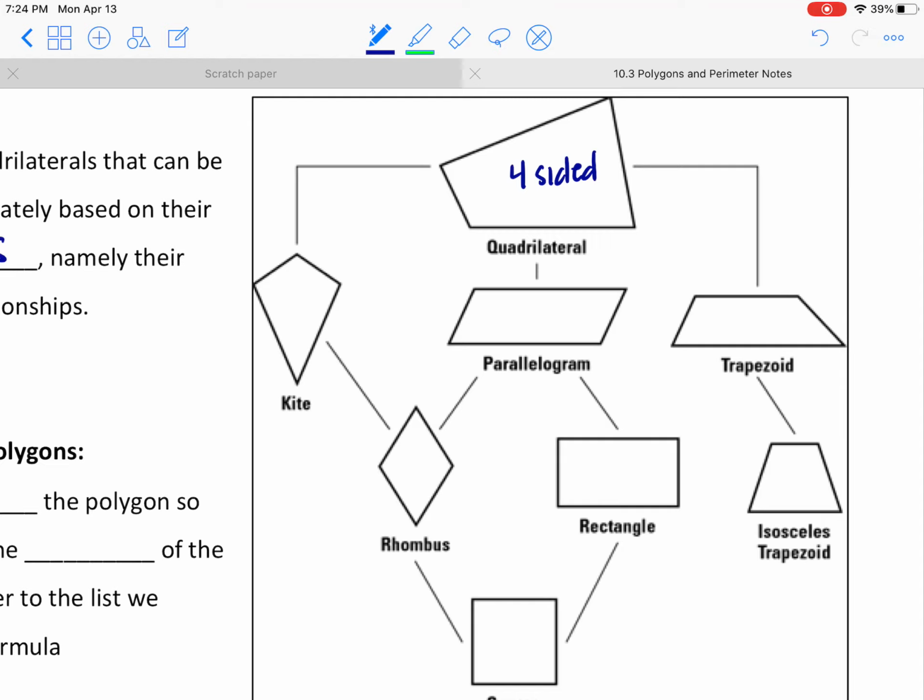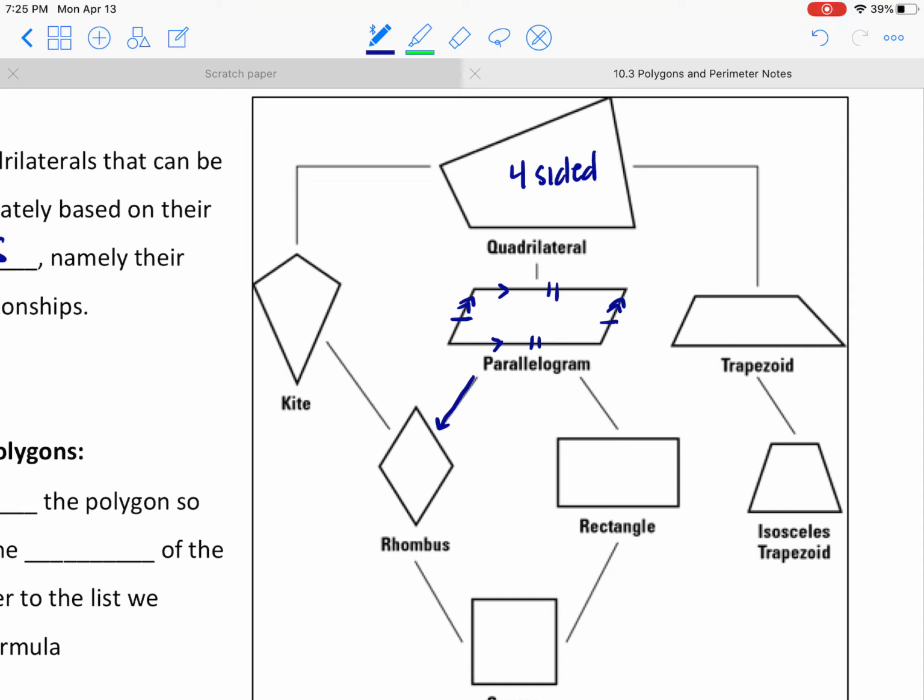Now, if that quadrilateral has the characteristics of opposite sides being equal, so these are equal, and these are equal, not necessarily equal to each other, but the sides that are across from each other are equal, and they're parallel. Parallel we mark like this, so these lines are parallel, and then these lines are parallel. Then we have a parallelogram. So if we have 2 pairs of opposite sides that are congruent and parallel, we have a parallelogram.